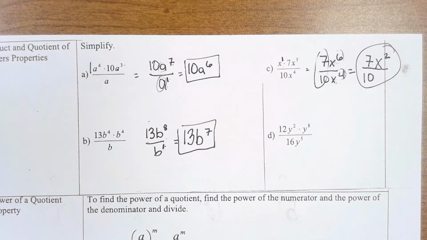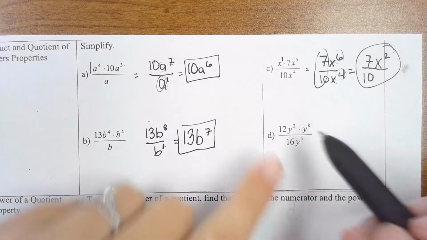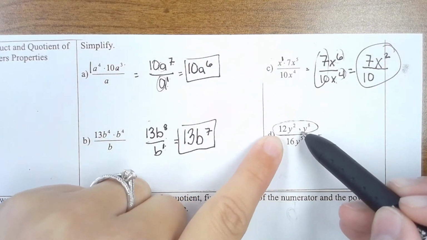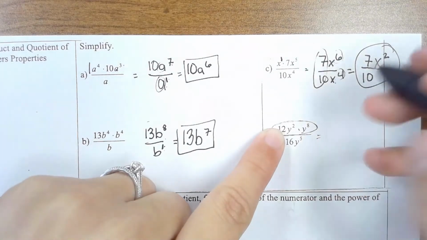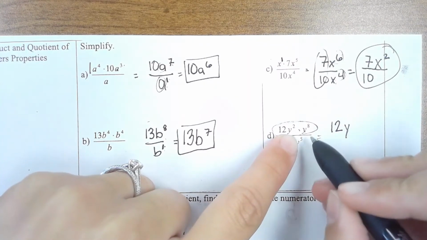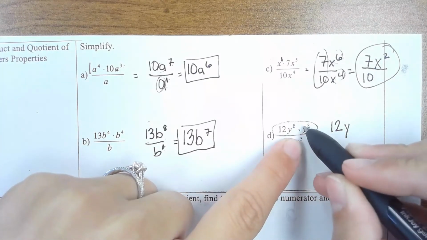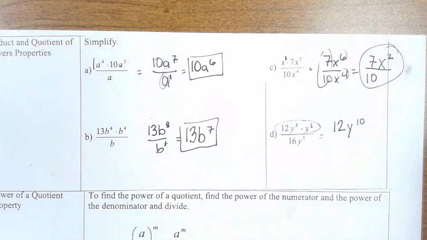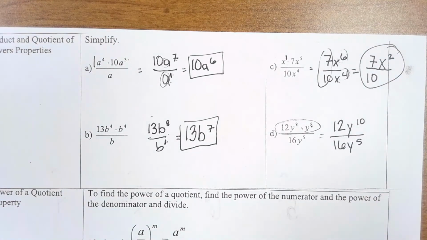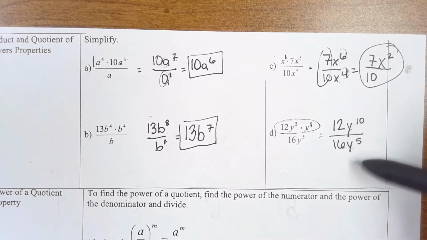All right, and then looking at D here, so same thing, I can simplify my numerator because they're multiplying. Multiply your coefficients like normal, so 12 times 1 is 12. Keep your base the same, and add your exponents. 2 plus 8 is 10. And then I'm going to leave that 16y to the 5th in the denominator. Okay, so this is not simplified all the way because I still see same bases, so I can get rid of one of these y's.